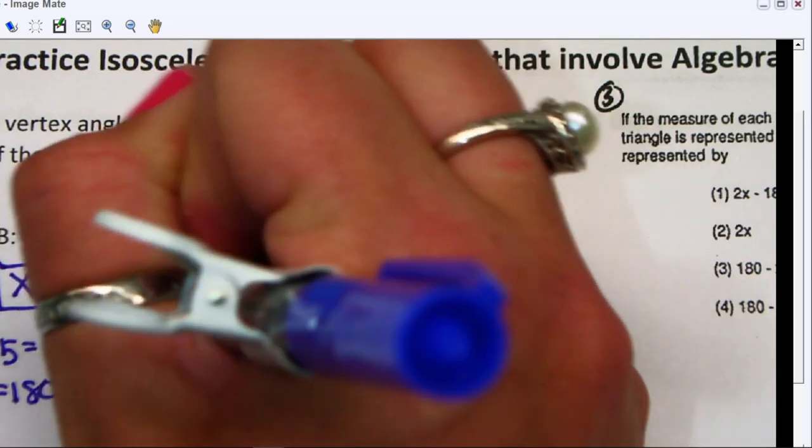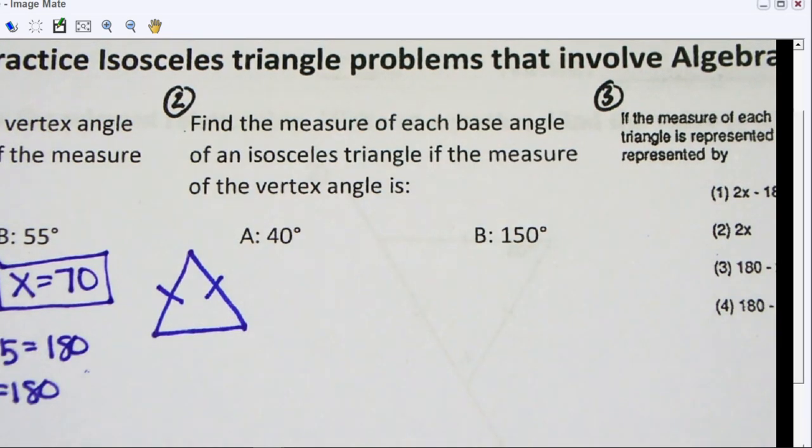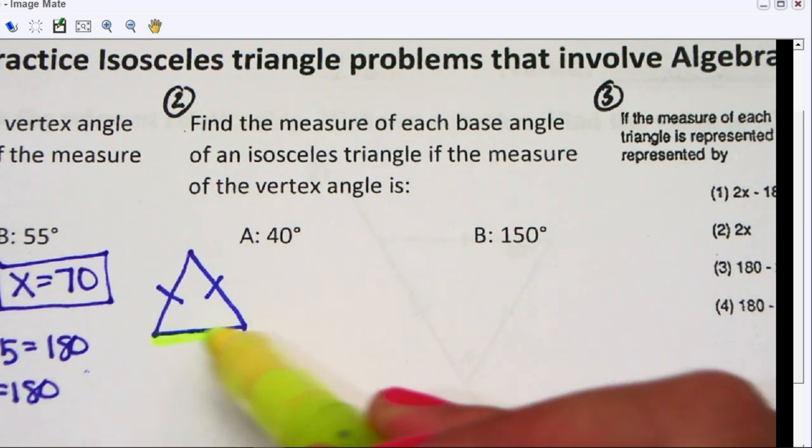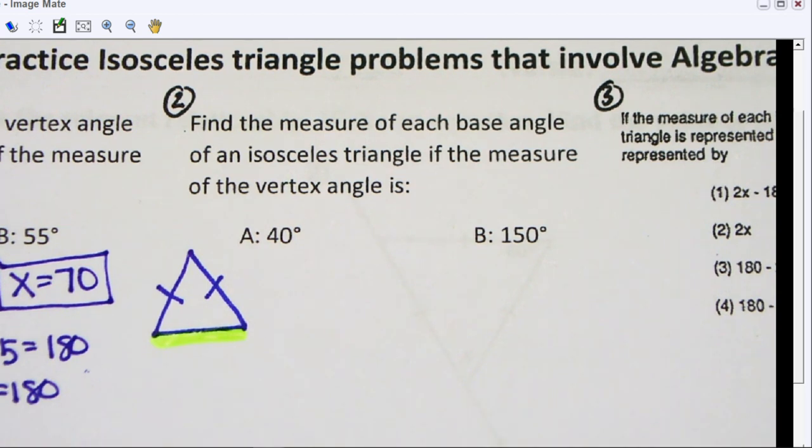So I'm going to make my base here. This is just usually how we all want to draw them. You want it to sit on the base. So I'm going to highlight the bottom. Where does 40 go? Where do I put the 40 in this problem?